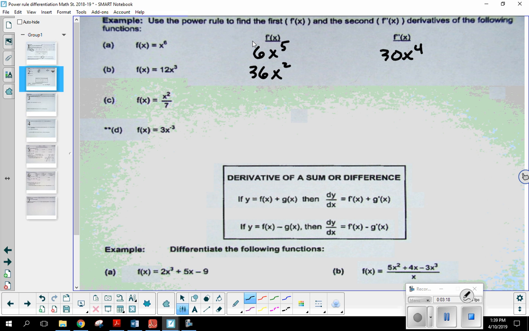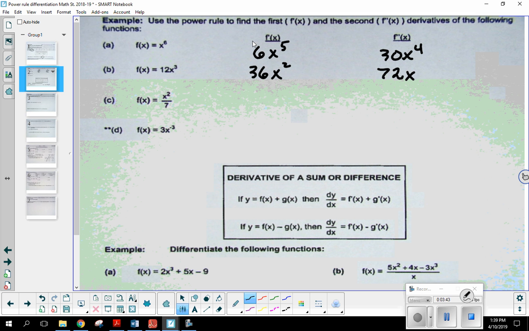Okay. Hillary, help me out with this next one. What is the second derivative for 12x cubed? That's it. 2 times 36, 72. Subtract 1 from the power, and there we go. That's it. Okay. All right.